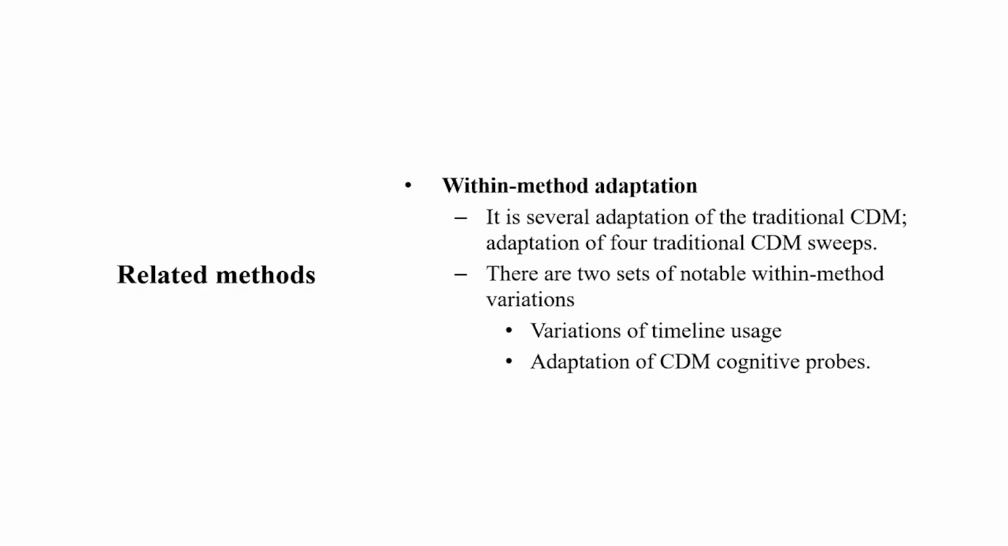So, let us go into detail about the within method. It is several adaptations of the traditional CDM. Traditionally, how do we do it? It is an adaptation of the 4 traditional sweeps that we discussed, 1, 2, 3, 4. We are not following them exactly, but it is some kind of adaptation. There are two sets of notable within method variation: one is the variation in the timeline uses, and the second is the adaptation of the cognitive probes.